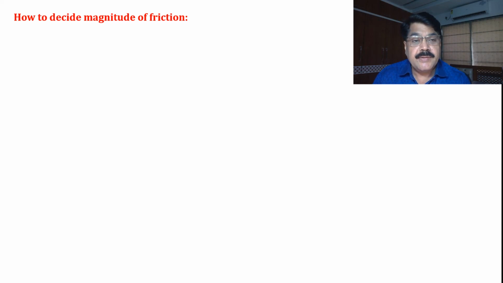In one case, the bodies under study are sliding. That is very straightforward. There will be kinetic friction. And in the second case, the bodies under study are not sliding. It is apparently a case of static friction, but it requires some attention.